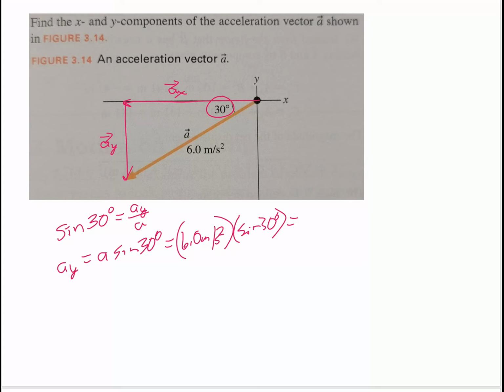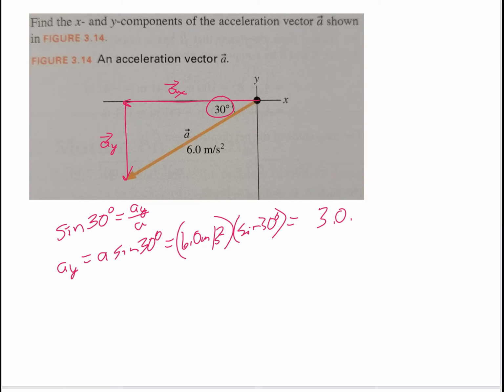It says 6 times sine 30. But your calculator doesn't know what you're doing. So parentheses. You have to tell me what the answer is. 3 meters per second squared. But now you have to be smarter than the calculator, because we're doing a problem that it doesn't understand. It's 3.0, because we have 2 significant figures. 3.0 meters per second squared.